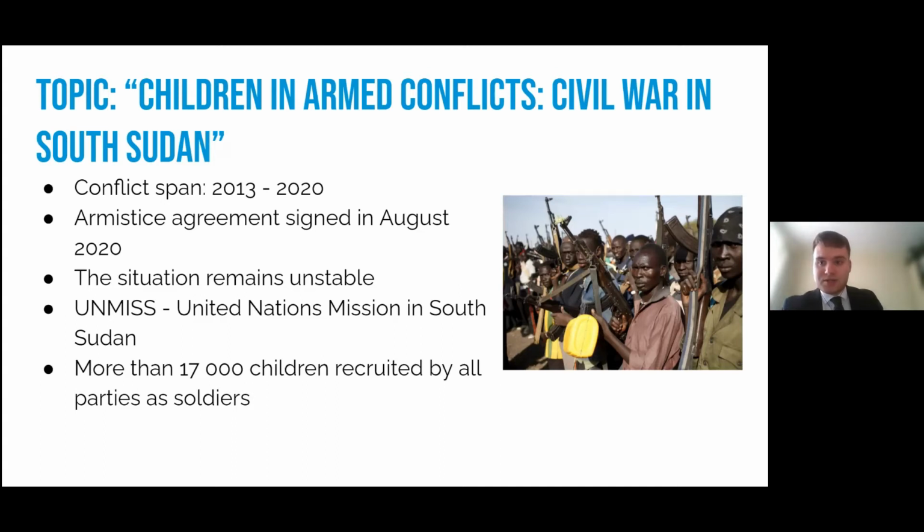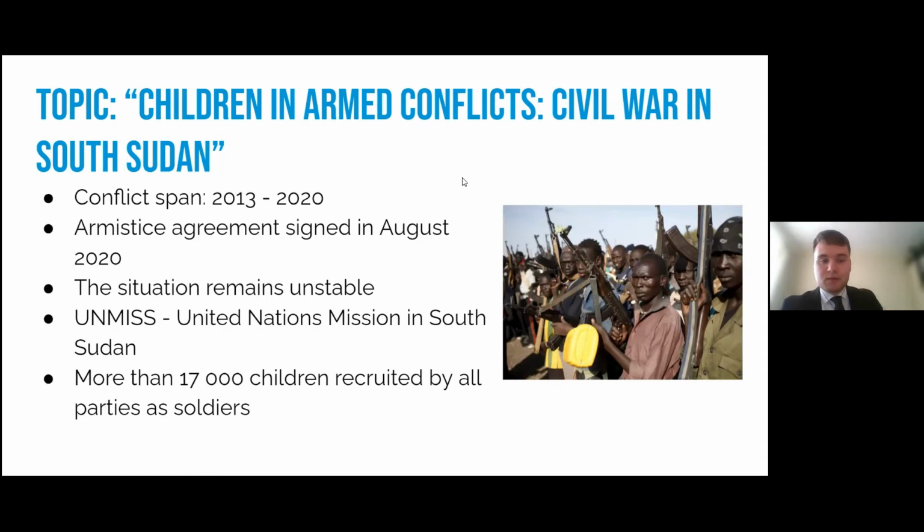And as you can imagine, being a young state and facing a civil war 3 years after you get accepted into the United Nations is quite devastating and quite a harsh experience. The civil war lasted for 7 years, with an armistice agreement signed in August 2020. However, the situation remains quite unstable because quite a lot of South Sudan's state institutions have been simply shattered.